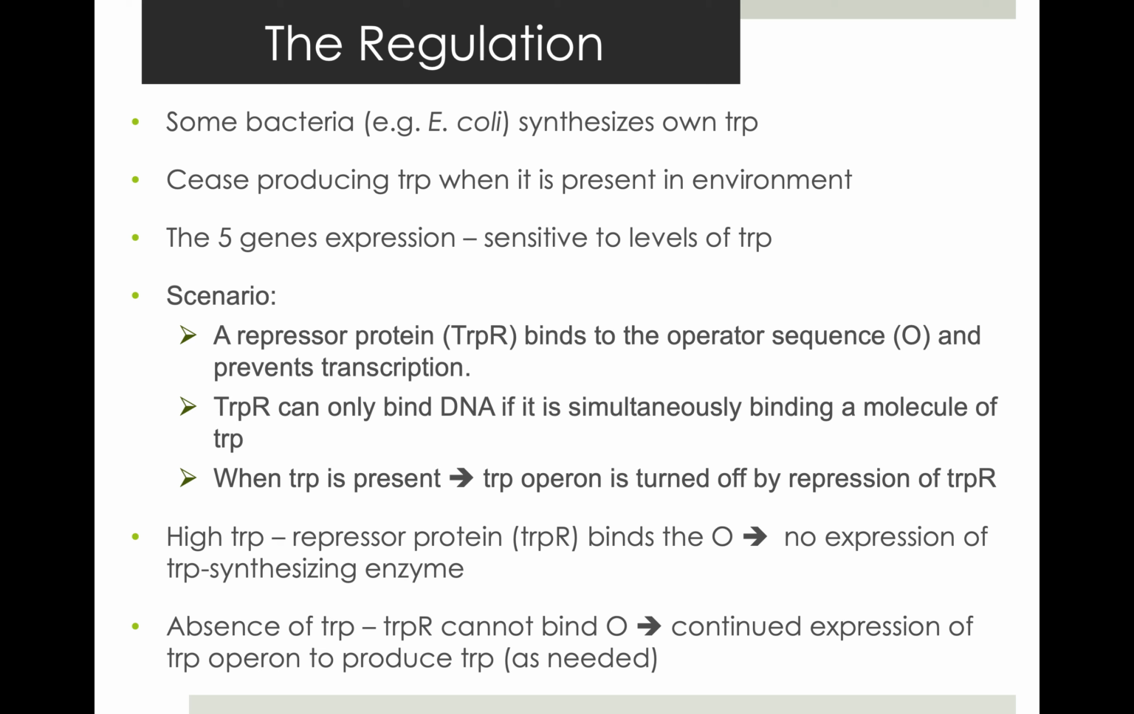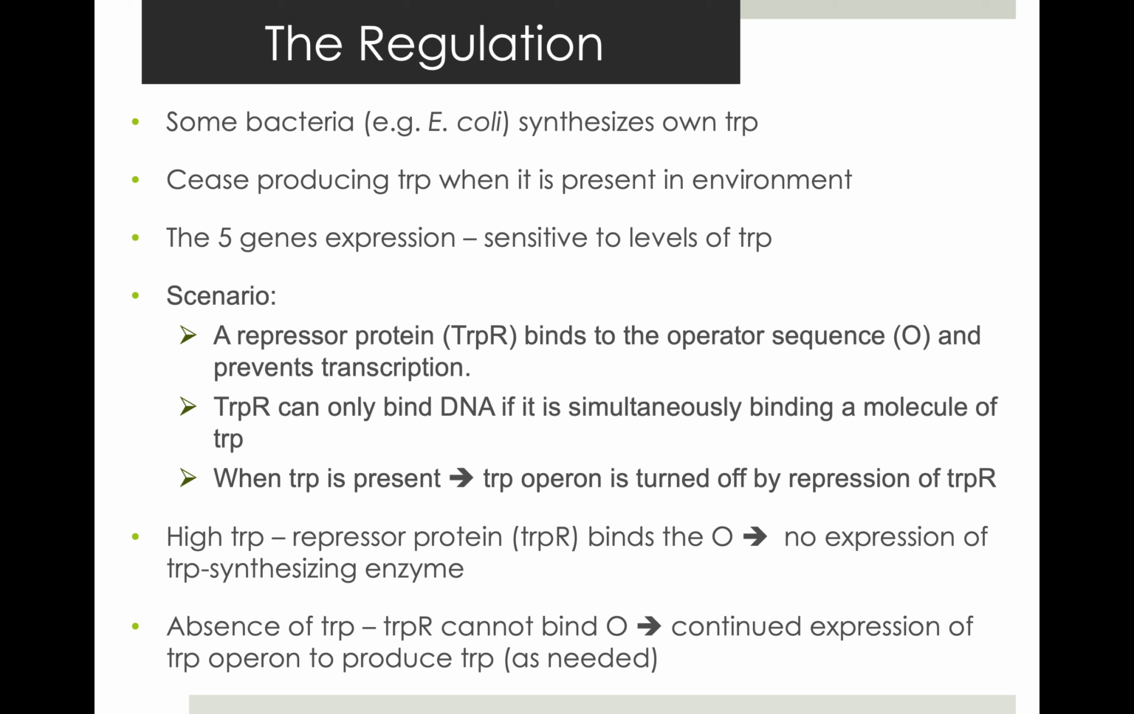We have TrpR, a repressor protein that binds to the operator sequence, and this prevents transcription, a classic form of gene regulation. TrpR can only bind DNA if it is simultaneously binding a molecule of tryptophan. If tryptophan is available, it will bind to TrpR, and when Trp is present, the Trp operon is turned off by the repression of TrpR. So in high Trp levels, the repressor protein TrpR binds to the operator, hence causing no expression of the Trp synthesizing enzymes, and no tryptophan will be produced.